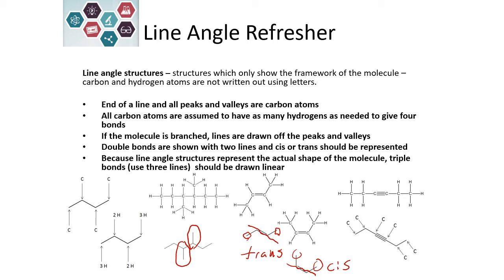And for our triple bonds, we try to represent the shape of the molecule by drawing linear 180-degree bonds around our triple bond. So we try to make it straight when drawing the triple bonds. The triple bond is represented by the 3 lines between 2 carbons.